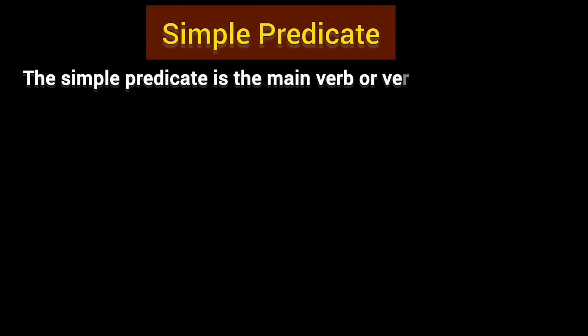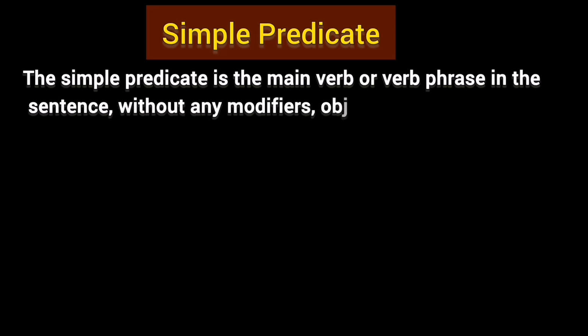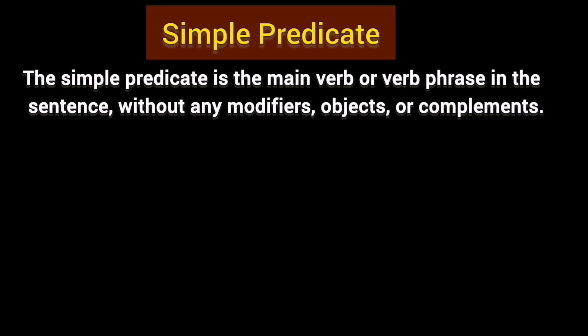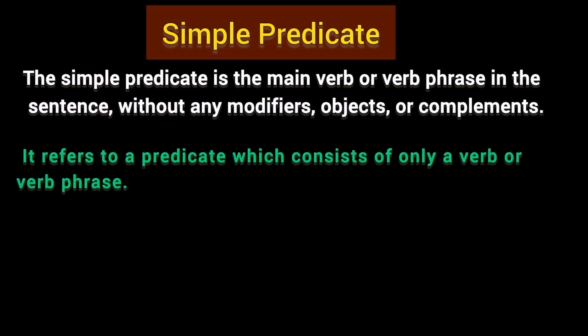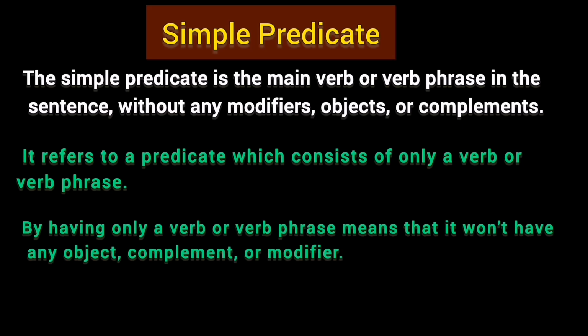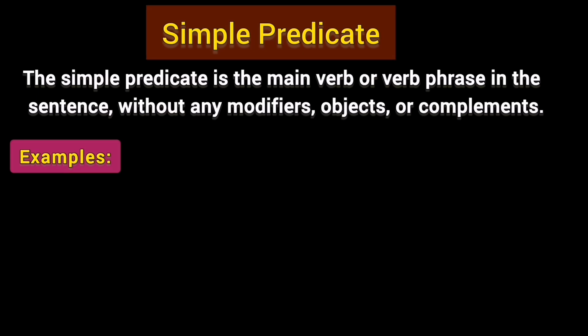The simple predicate is the main verb or verb phrase in the sentence, without any modifiers, objects, or complements. What does it mean? Simply, it means that a simple predicate refers to a predicate which consists of only a verb or verb phrase. By having only a verb or verb phrase means that it won't have any object, complement, or modifier. I think you are not getting the point. Just look at these examples.